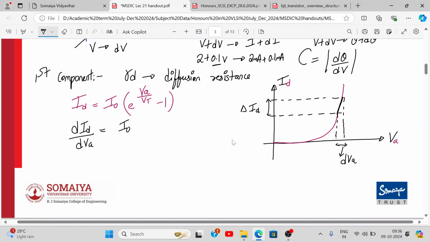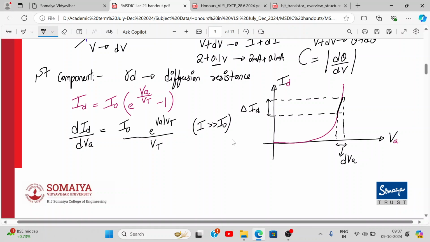Now if I take the differentiation of this, dId by dVA with respect to VA, it will be I naught. What is the derivative of e raised to 2x? e raised to 2x into 2. Correct? Here I naught is a constant. So the derivative of e raised to VA upon VT is e raised to VA upon VT divided by VT, because it is divided. And this minus 1 will disappear because the derivative of a constant is 0. So this is what you will get, assuming that I is very much greater than I naught, because I naught we consider to be constant.